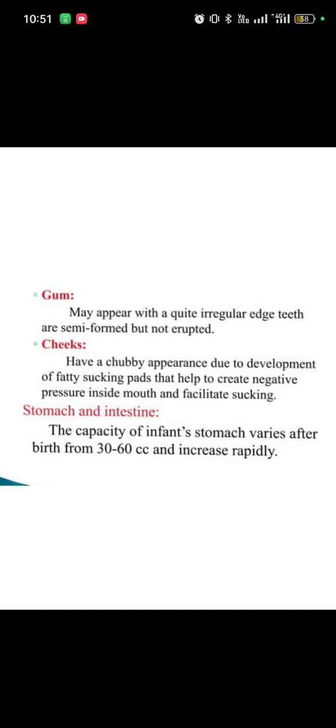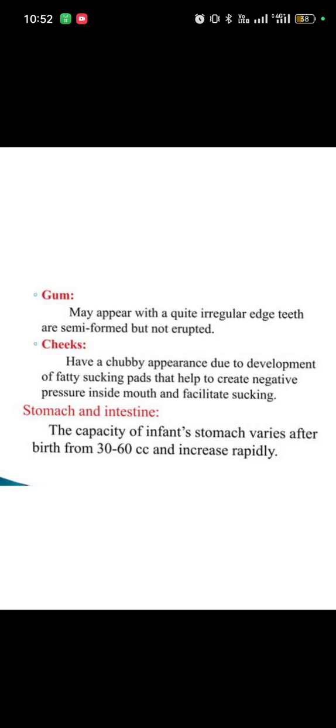Next, the gums: any irregular edge of teeth or any pseudo eruption, all that we have to check. Cheeks: we have to check for any fat deposition or a chubby appearance due to development of fatty sucking pads. If fatty sucking pads are developed, it is difficult for the kids to perform the sucking reflex.